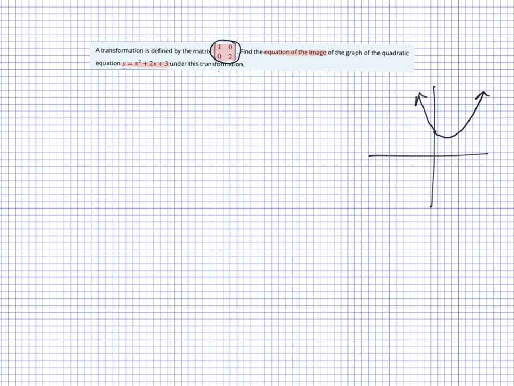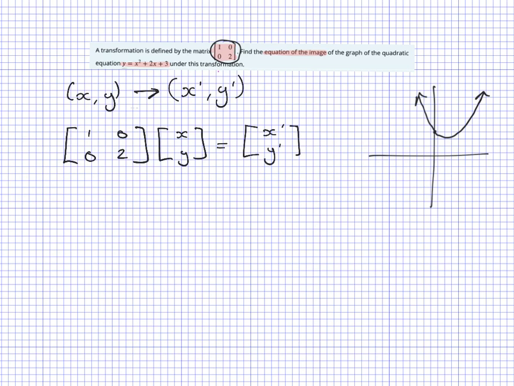So the first thing you want to do is identify some key information. So we're just going to use the point. We're going to say that every point on the quadratic maps to some other point, which is the image of that point underneath the transformation. All right, we'll use the transformation matrix like this. We'll multiply it by the point we want to move, and we'll say that it equals the image of that point.